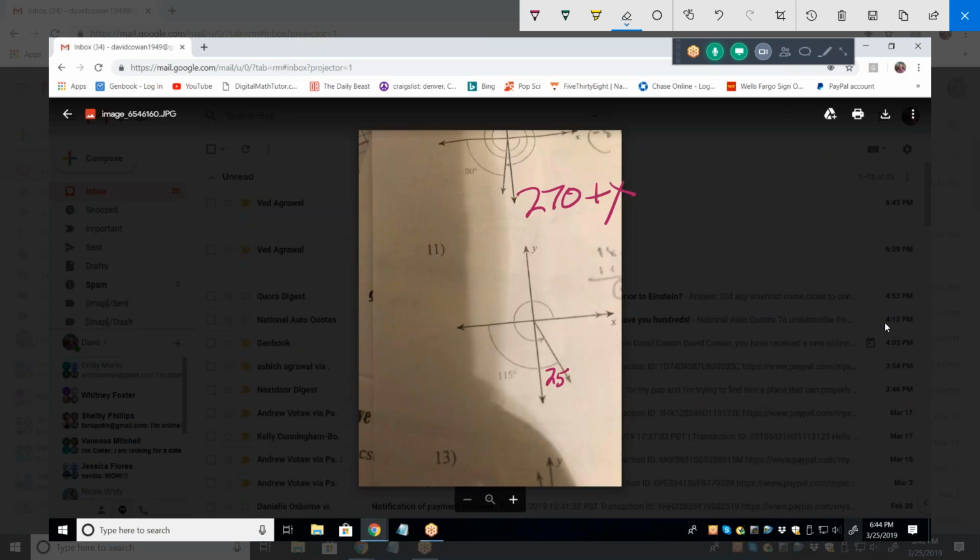Okay? Now, the angle they want to know is this one, and that is counterclockwise, so that does need a sign on it. So it's 270 plus 25, because we're going in a counterclockwise direction. It's all positive.